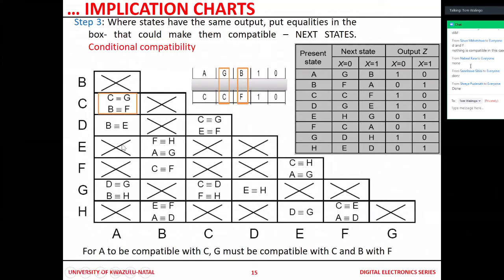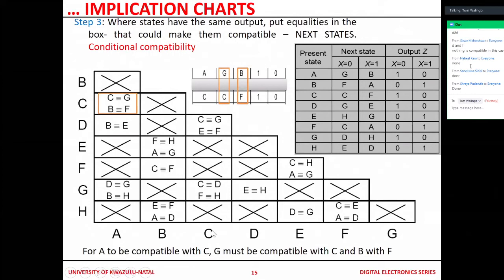For B to be compatible to E, F must be compatible to H, and A must be compatible to G. For B to be compatible to F, C must be compatible to what? F. Let's stop there a moment. Give me your attention. For B to be compatible to F, C must be compatible to what? F. Now, the next step is to go through this.